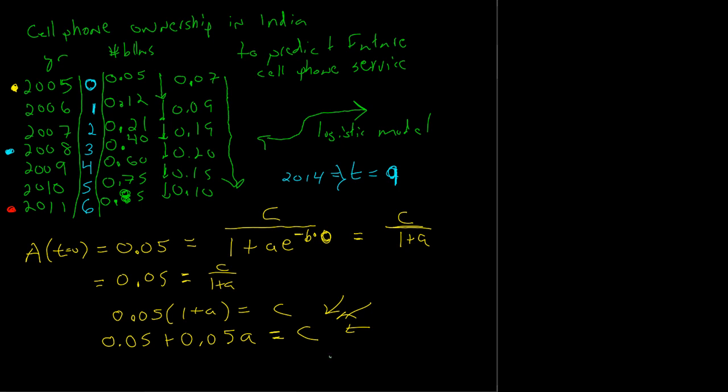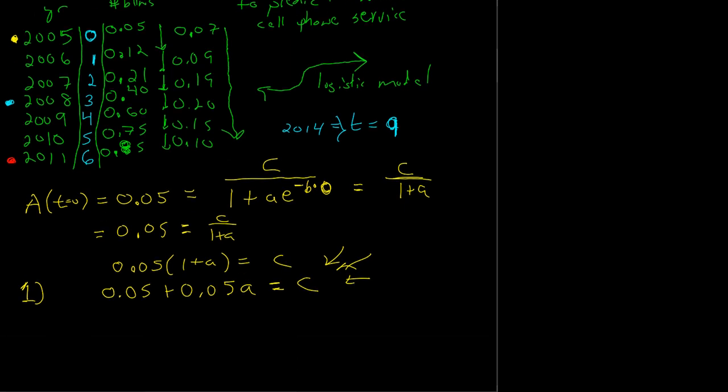A couple things to note about this. This happens in logistic equations. When time equals 0, the b value does not matter. I have created an equation without b in it. That's okay, my other ones will have it. And so this will be equation 1, right here. And we'll use this later on to help us out.